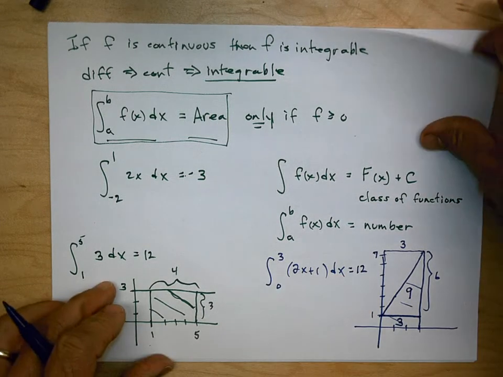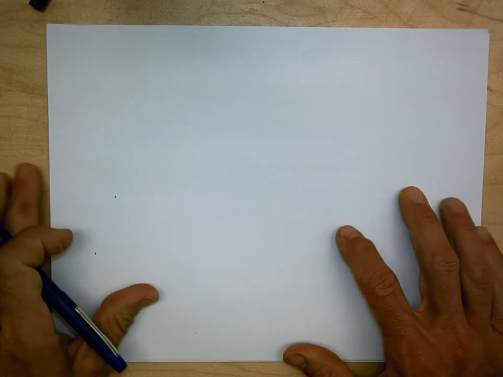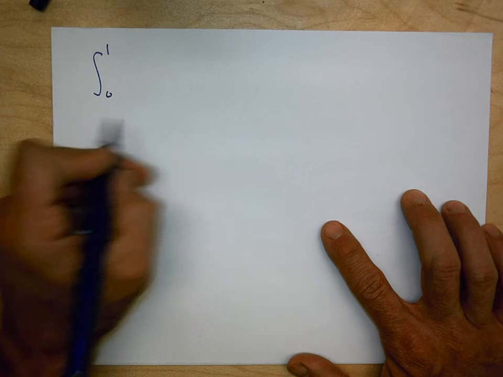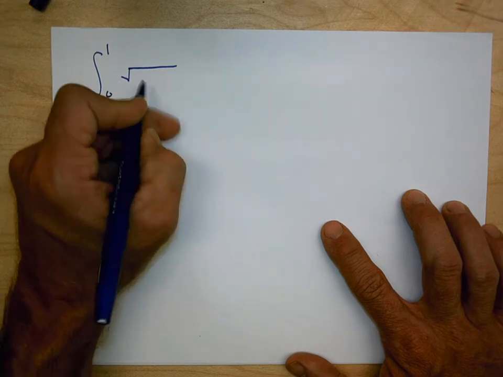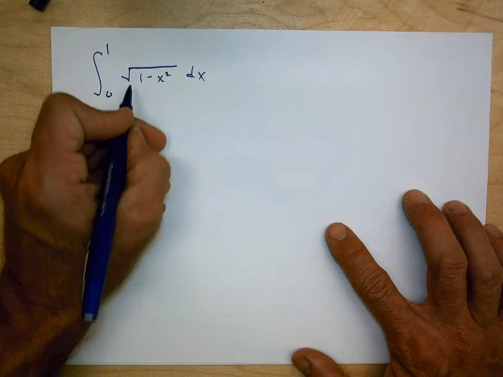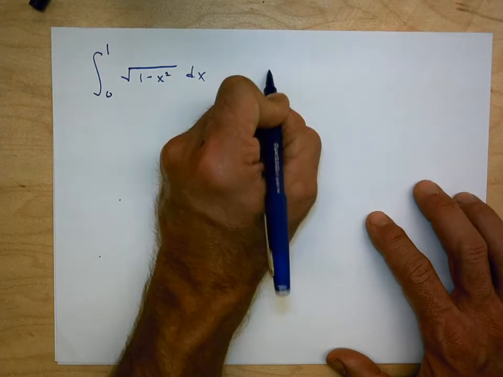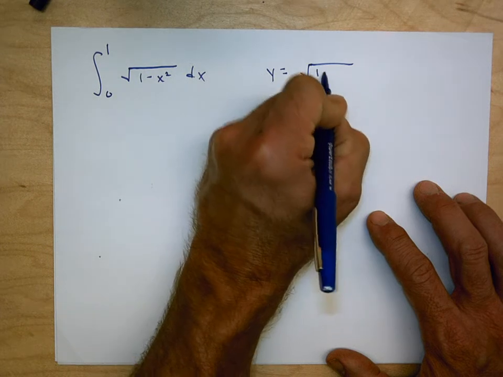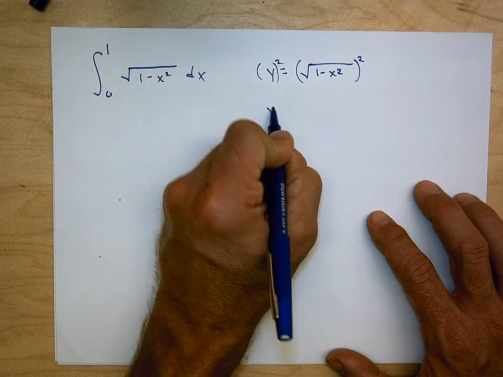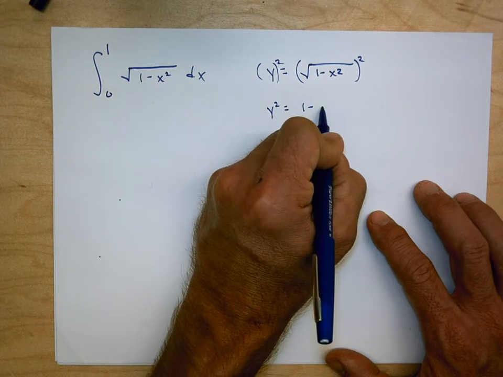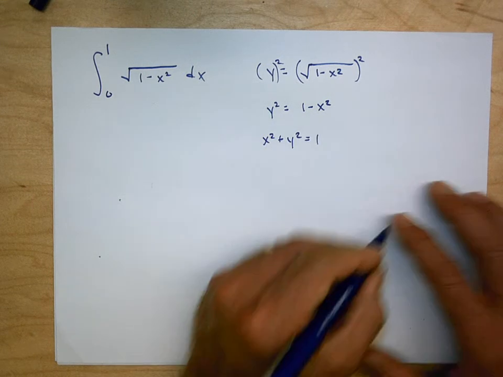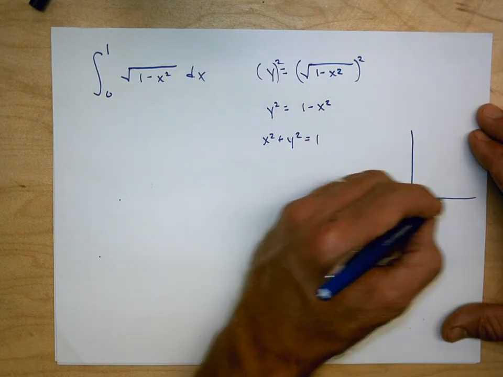Just one last example. And these are just examples of how we can use geometry to figure out these definite integrals, or these areas. So I look at the integral from 0 to 1 of the square root of 1 minus x squared. So if y equals the square root of 1 minus x squared, then squaring both sides, we end up with y squared equals 1 minus x squared. Bringing the x squared over, we get x squared plus y squared equals 1. And that is a circle of radius 1.